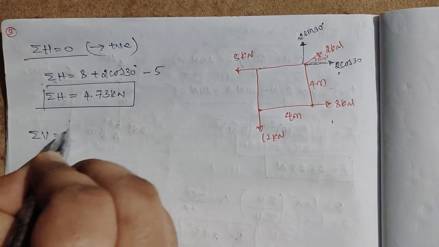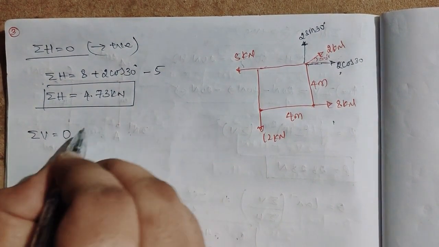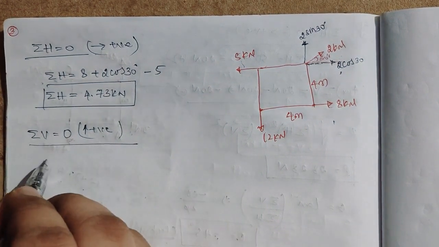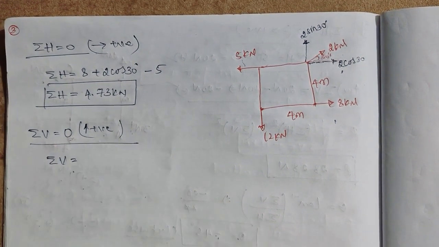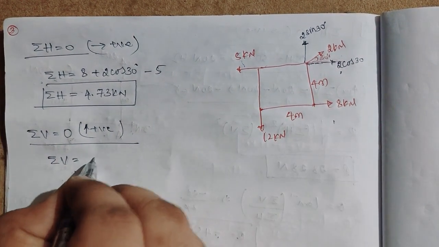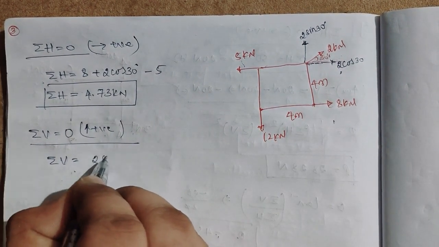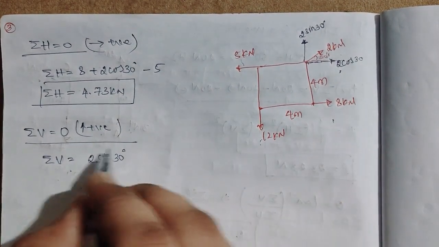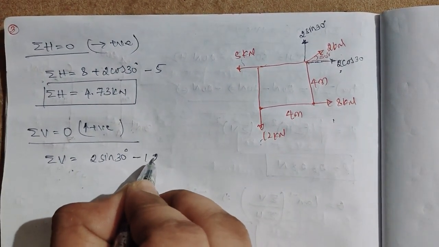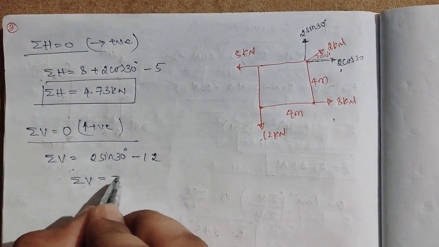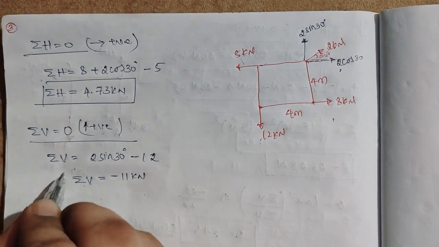Similarly, summation of V is equal to 0, taking upward as positive. So summation of V is equal to, see here, 2 sin 30, it is upward, so it is positive, right? 2 sin 30 degree. Then the negative force is this one, 12 kilonewton, minus 12. So summation of V will fetch you minus 11 kilonewton.